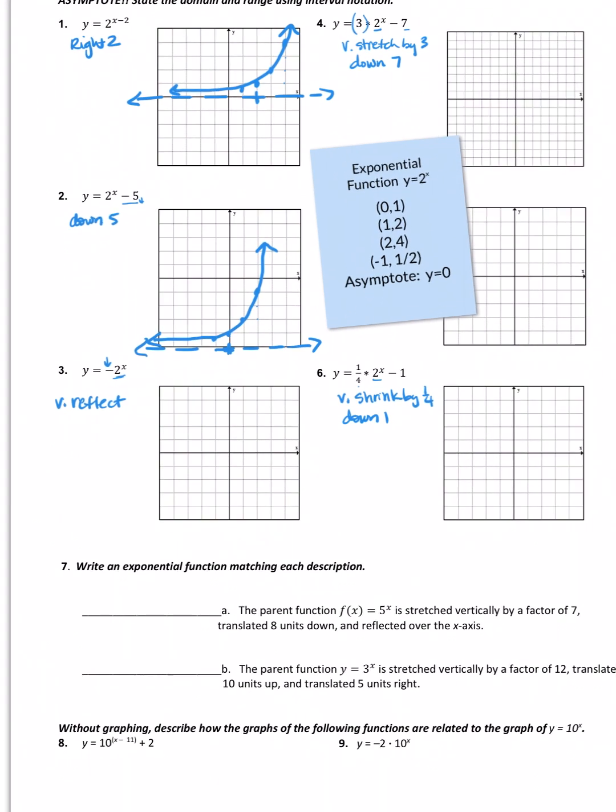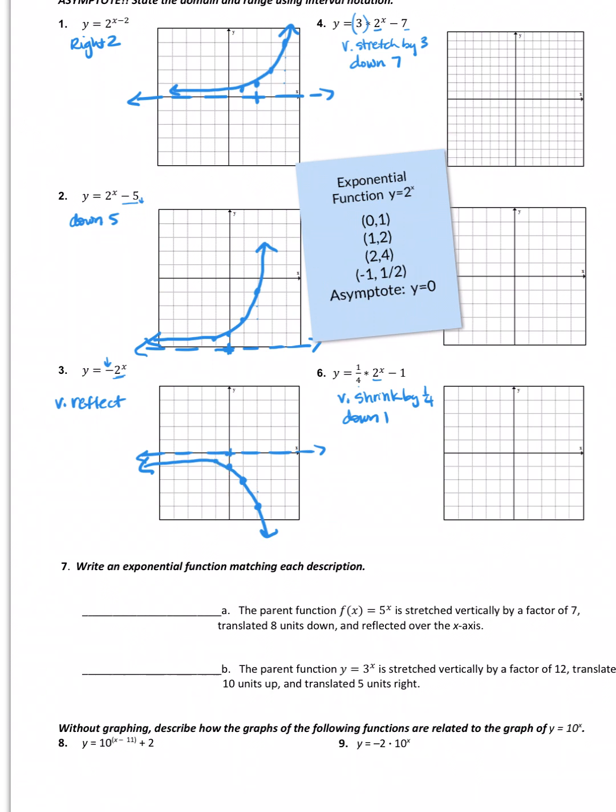Let's try number 3. This one's reflecting, so it's not changing my origin, so that asymptote is still here. So what that means is when it's reflecting, it's taking my y values and multiplying by negative 1, if you will. Okay? So at 0, it's going to be negative 1. At 1, it's going to be negative 2. At 2, it's going to be negative 4. All right? And then if I go to negative 1 for my x, it'll be at negative 1/2. So it's just kind of approaching this way. Looks like it's flipped vertically. So it's flipping across the x-axis. So vertical reflection.